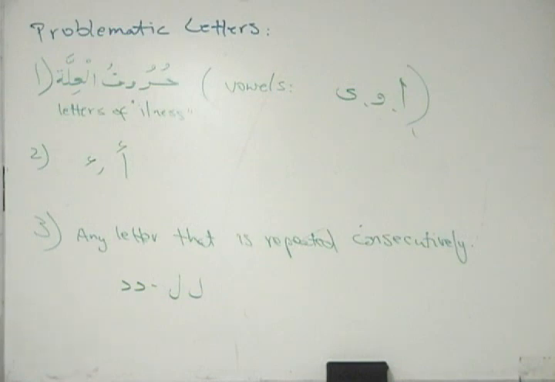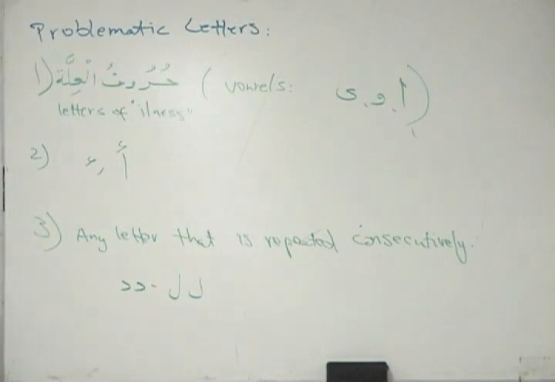Hamza is the other. It's not a vowel, but Hamza is another problem letter. And when the same letter repeats itself, that's also a problem situation. So these 3 are the problem situations. When you have one of these groups of letters, so any 2 letters in a sequence, like lam, lam, lam, lam, they're not separated by anything.